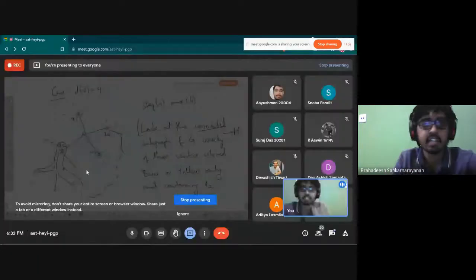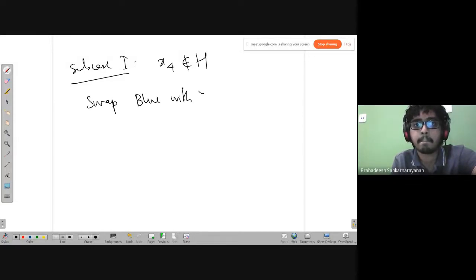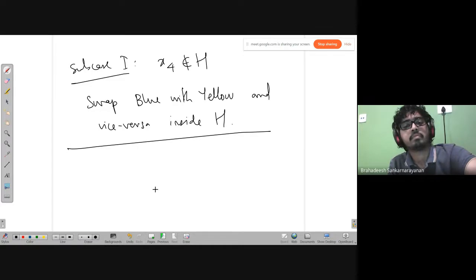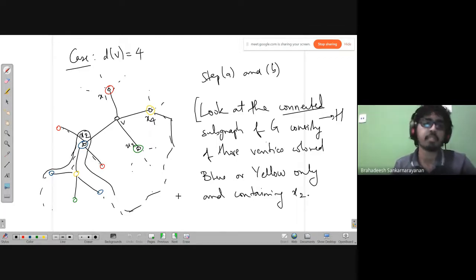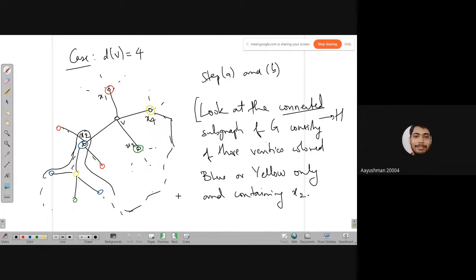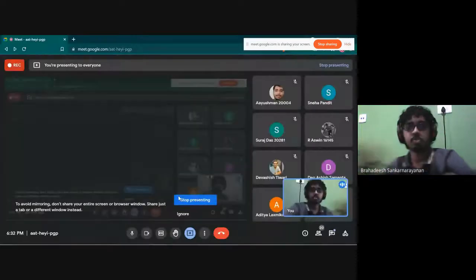This gives a very interesting idea: if this is the case, swap blue with yellow and yellow with blue inside H. Does that make sense? All you're going to do now is recolor H. Wherever there was a blue, put a yellow. Wherever there was yellow, put a blue. And there is absolutely no problem with this. Internally, no problem. Externally also no problem, because the edges are between blue-yellow vertices and red-green vertices. So there is no problem at all.